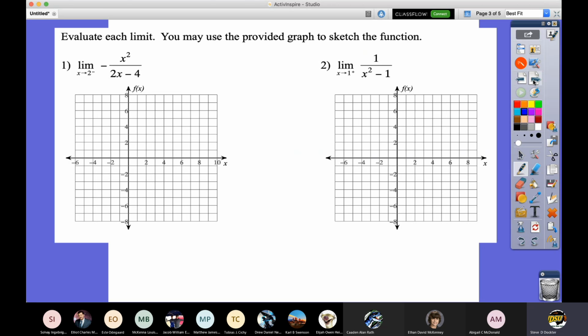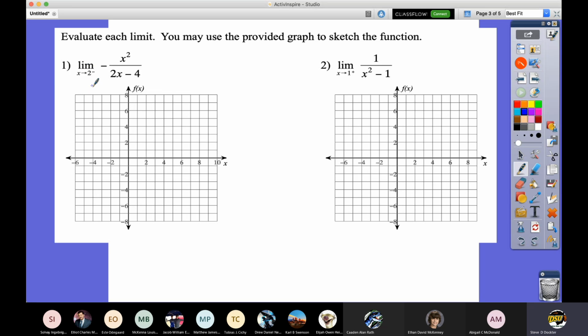All right, now we're not going to graph out every single one of these, but we are just to get you used to this a little bit. Evaluate each limit. You may use the provided graph to sketch the function. All right, the first one, limit as x approaches 2 from the left of negative x squared over 2x minus 4. Now, rule of thumb for limits, all right, most of the time we are going to evaluate the limit at a discontinuity. All right, most of the time they don't actually just put a number there where it actually works.